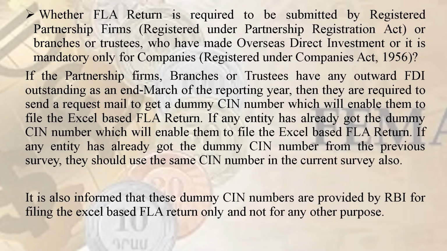If the partnership firms, branches or trustees have any outward FDI outstanding as at end of March of the reporting period, then they are required to send a request mail to get a dummy CIN number, which will enable them to file the Excel based FLA return. If any entity has already got the dummy CIN number from the previous survey, they should use the same CIN number in the current survey also. It is also informed that these dummy CIN numbers are provided by RBI for filing the Excel based FLA return only and not for any other purpose.